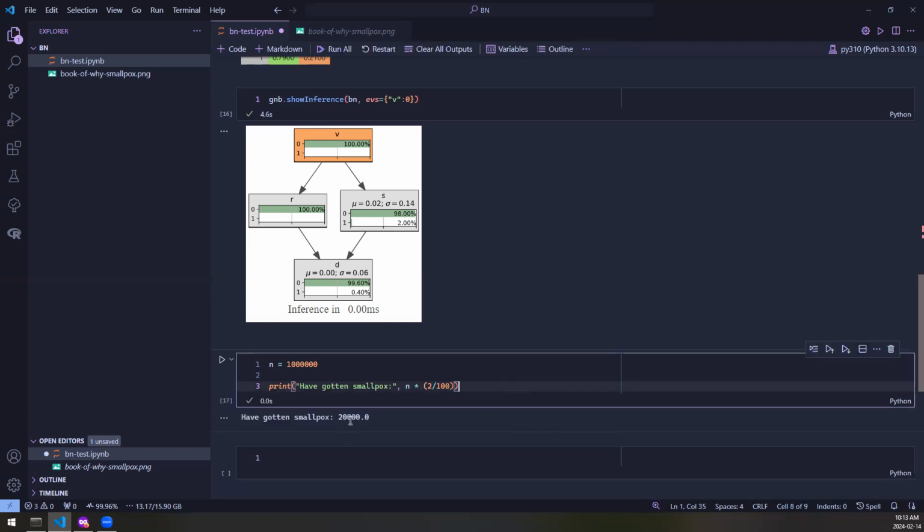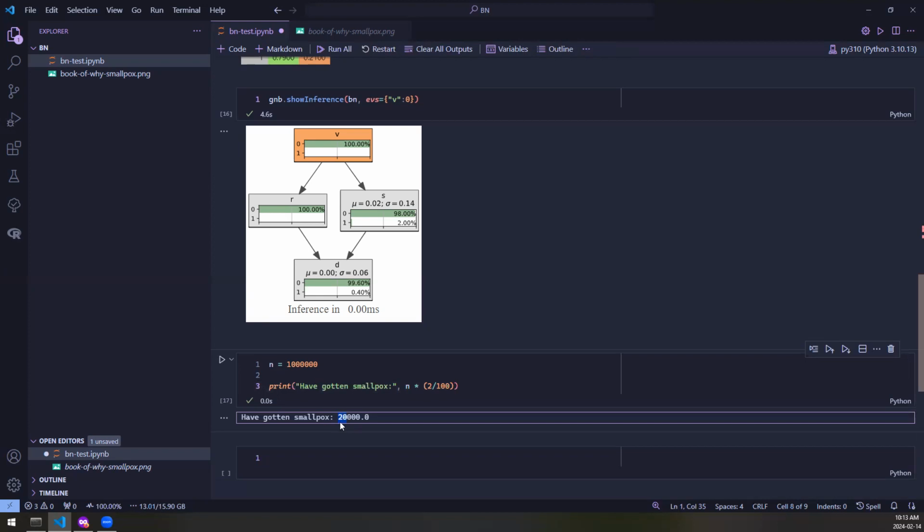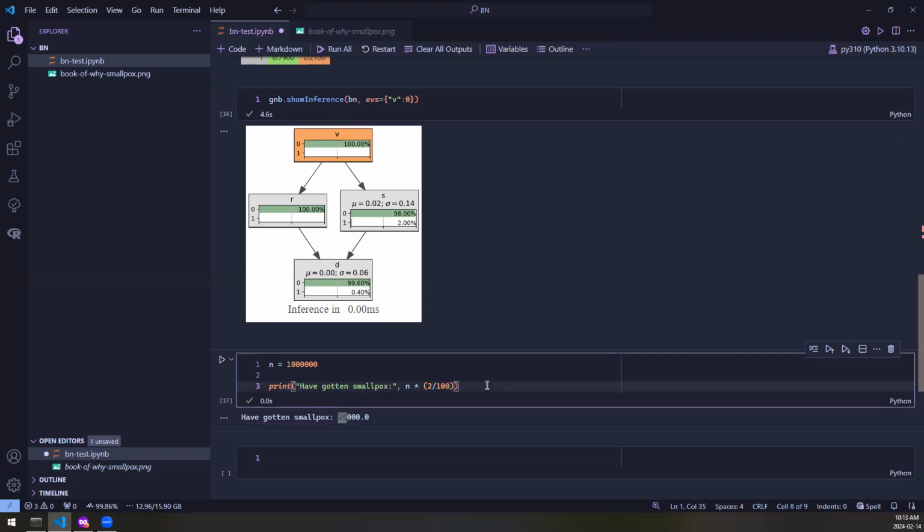So that means 20 children got smallpox with no vaccination. Okay, so I'm taking the data from the graph after doing the inference where nobody took the vaccine, 100%. They didn't take the vaccine.